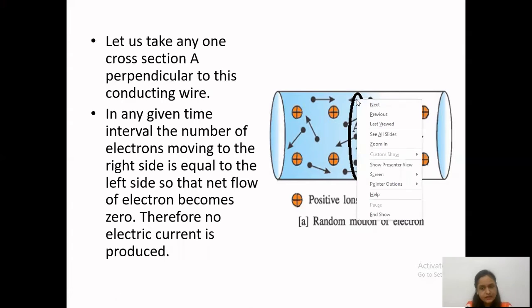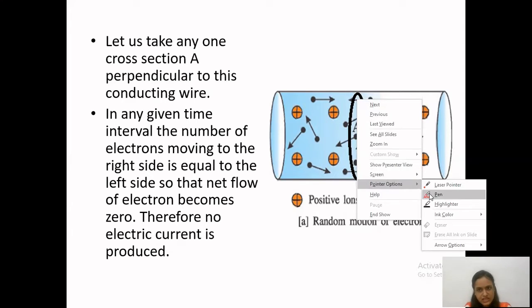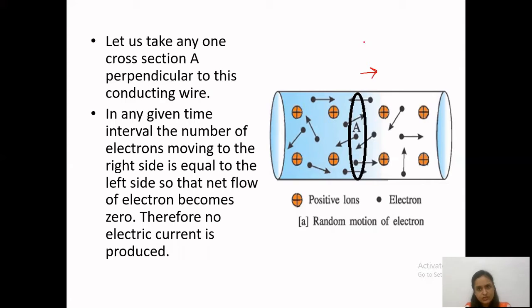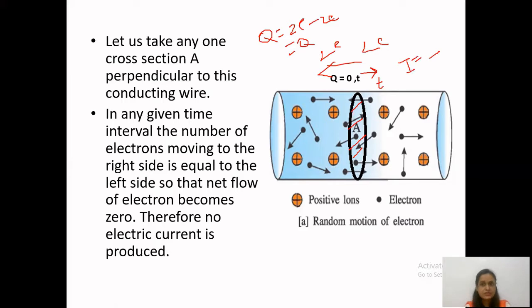So let us see. Suppose two electrons are moving to the right side and two electrons are moving to the left side. So what happens? The total amount of charge passing through this cross-sectional area, the number of electrons passing through this cross-sectional area for any given interval of time t, they will add up to get zero, right? Two electrons minus two electrons as they are moving in opposite direction, so it will be equal to zero. So the net amount of charge passing through it is equal to zero, due to which no current will be produced. Okay, so the current will not be produced in this case.